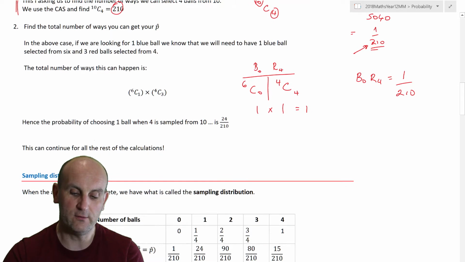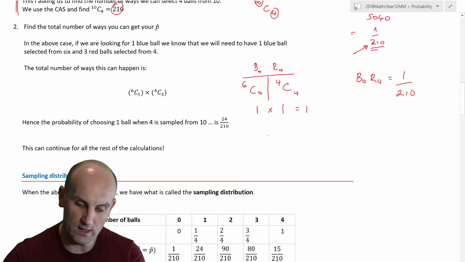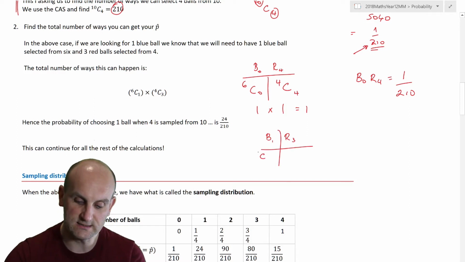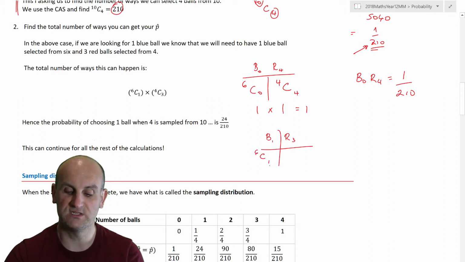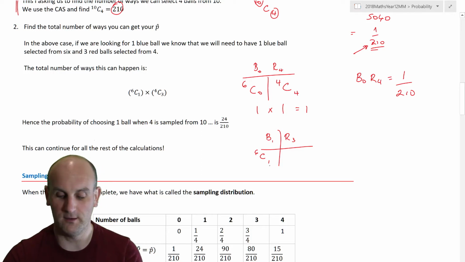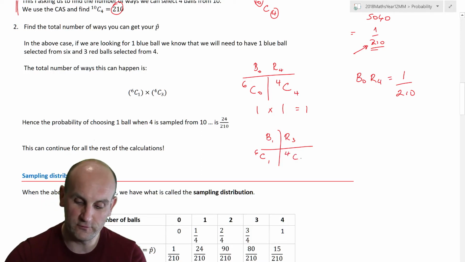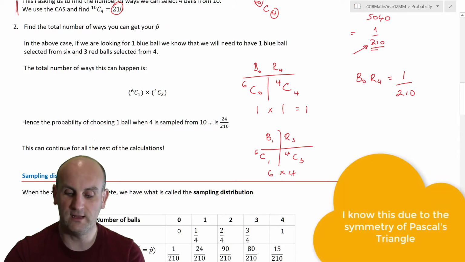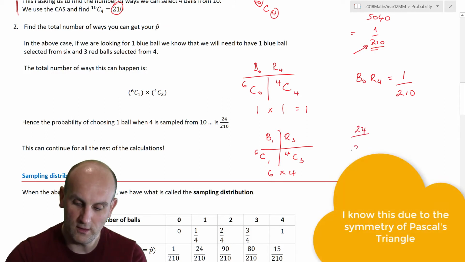So how do I now get 1? Well, I want blue 1, and that will give me red 3. So 6C1, because I've got 6 to choose from and I want 1, and 4 to choose from and I want 3. Now 6C1 I happen to know is 6, and 4 choose 3 is 4, and multiplying those two together gives me 24 over 210.